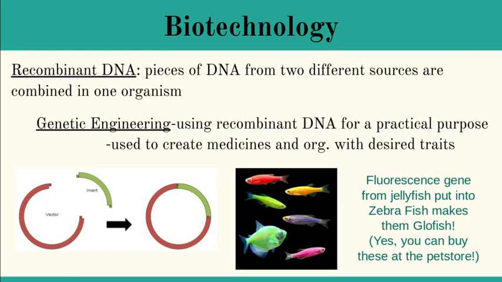Recombinant DNA, this is when pieces of DNA from two different sources are combined in one organism. The process of doing this is genetic engineering. And one example of this would be glowfish. So these glow in the dark fish have genes from a jellyfish put inside of them. And so now these once ordinary fish that did not glow now have a glow in the dark gene from a jellyfish inside of them, and now they glow in the dark.